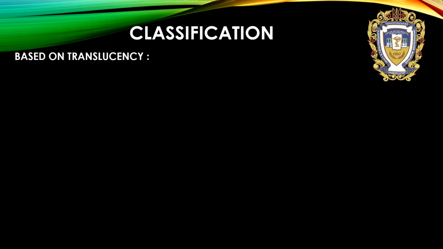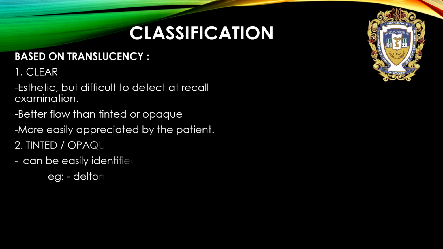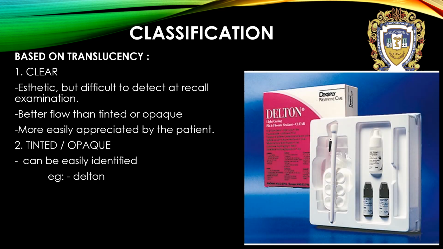And next classification based on translucency. According to translucency, all sealers are divided into clear, aesthetic but difficult to detect at clinical examination, with better flow than tinted or opaque, and more easily appreciated by the patient; and tinted or opaque, which can be easily identified, for example, Dalton.